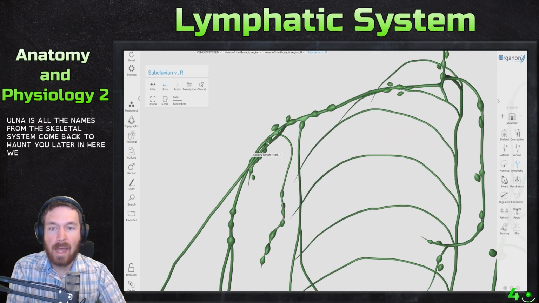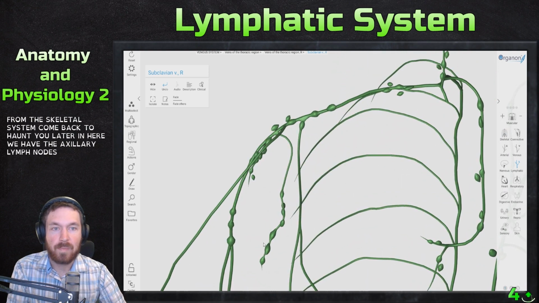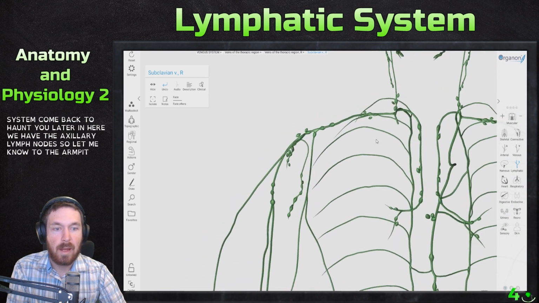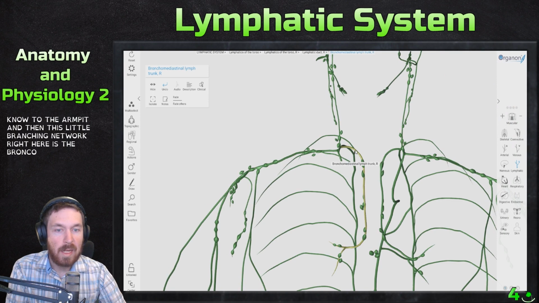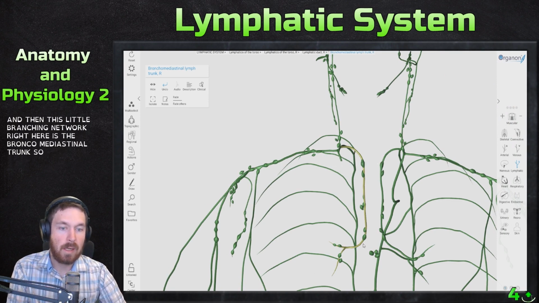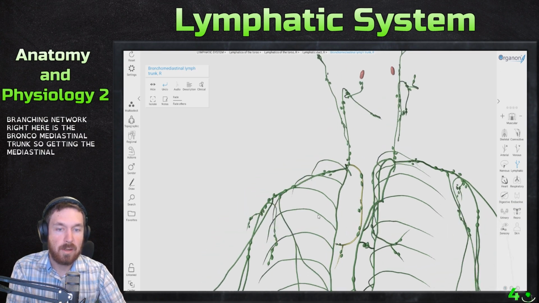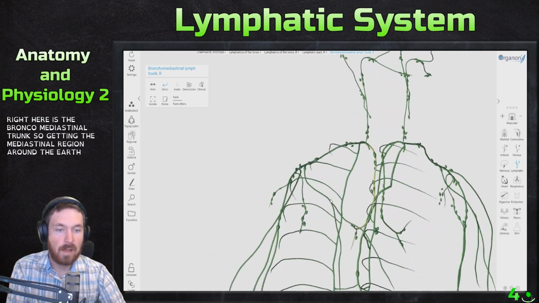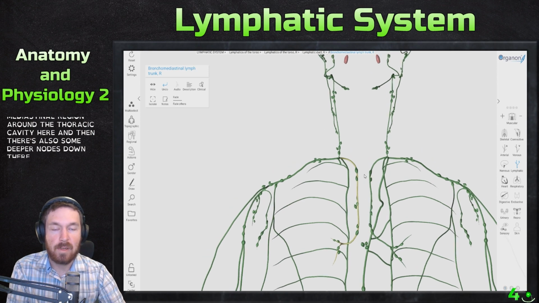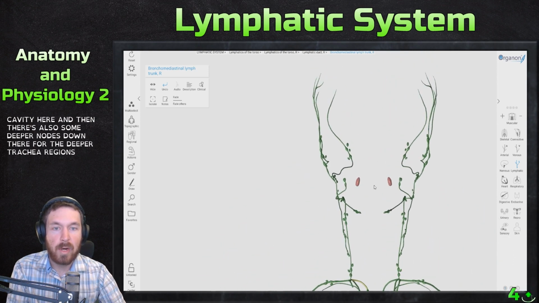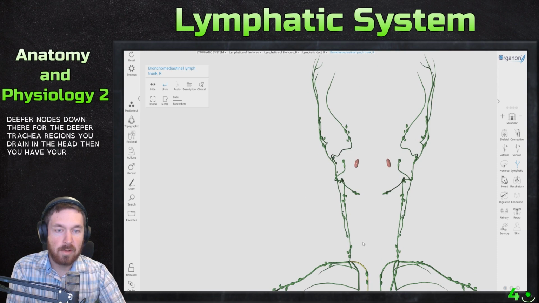In here, we have the axillary lymph nodes, so lymph nodes of the armpit. And then this little branching network right here is the bronchomediastinal trunk, so getting the mediastinum region around the thoracic cavity here. And then there's also some deeper nodes down there for the deeper tracheal regions. Draining the head down, you have your cervical lymph nodes in your neck.